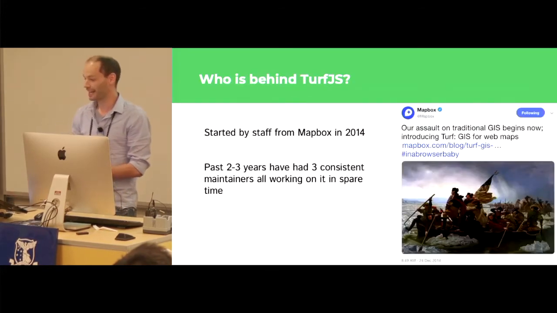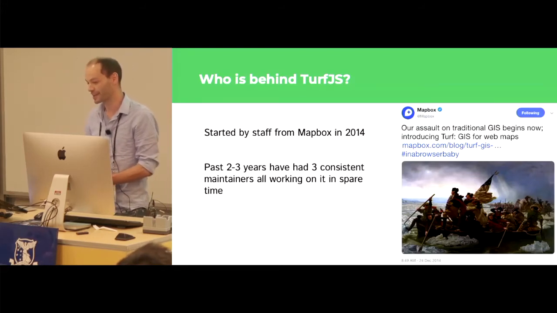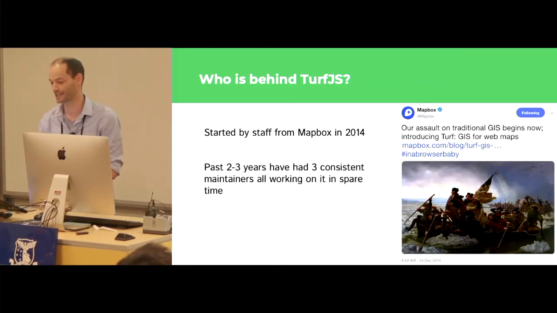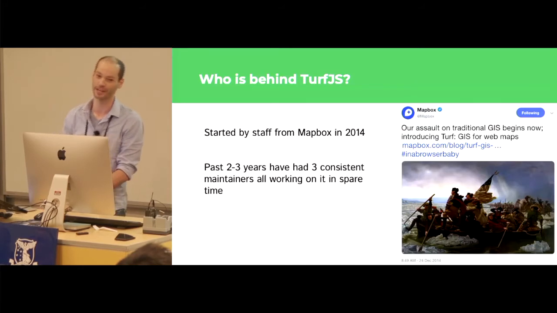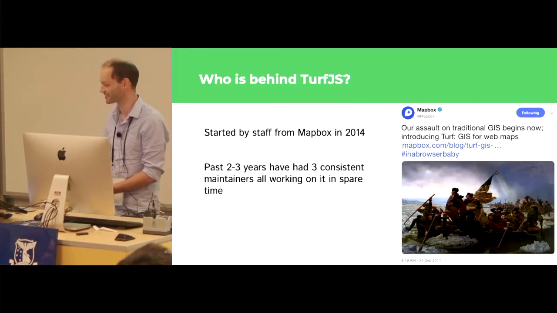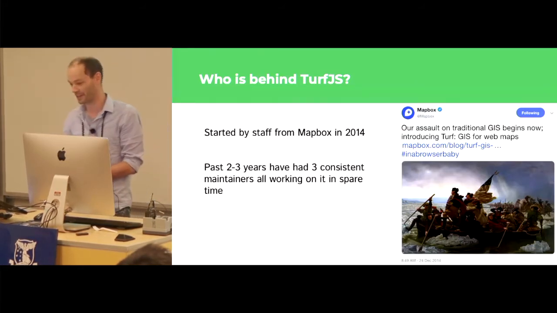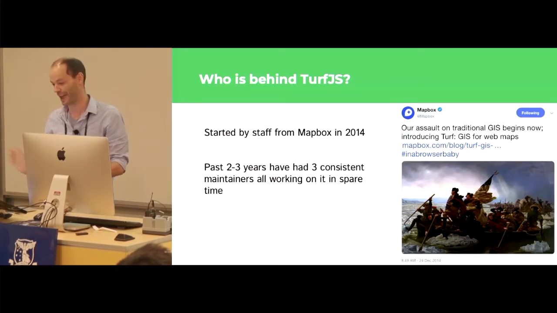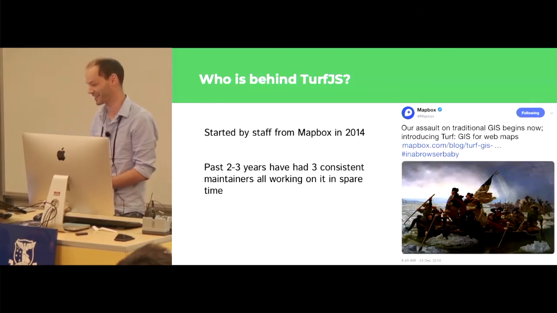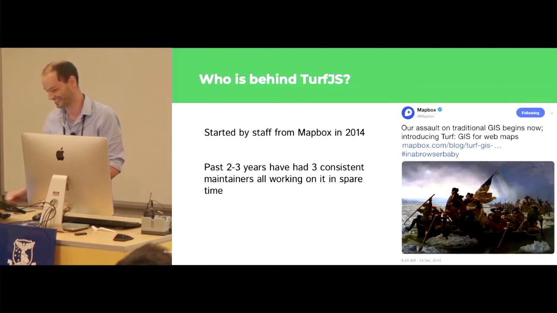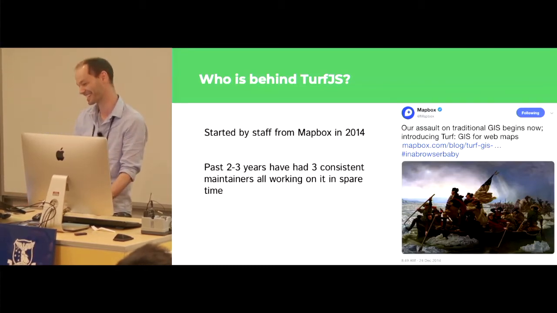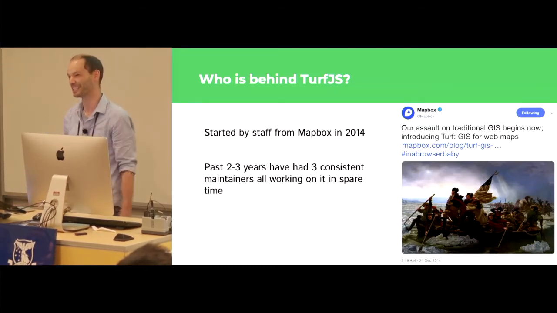So a bit about TurfJS and who's behind it. It was started in about 2014 by some guys from Mapbox. You can see here a tweet from the initial fanfare, I guess. They got slammed for that tweet in the comments. Didn't go down particularly well.